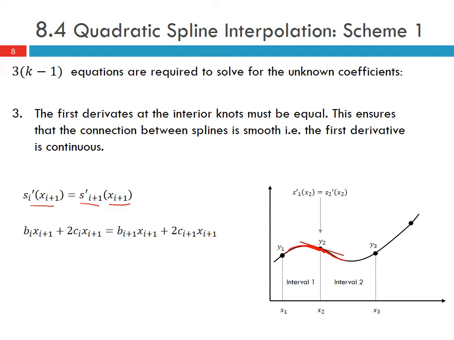We can write this in terms of our coefficients, and you can see that the a's don't appear in these equations as we take the derivative of the form of our equation. This gives us an additional k-2 equations. Added to our previous ones, we see that we need one more equation.